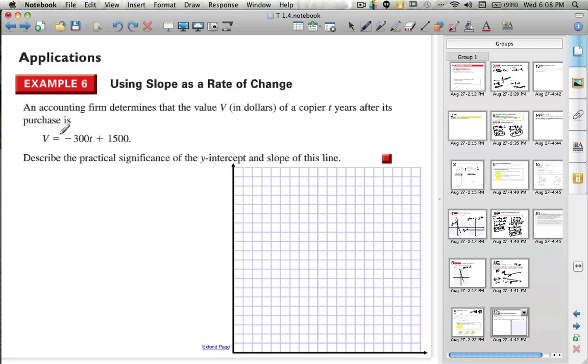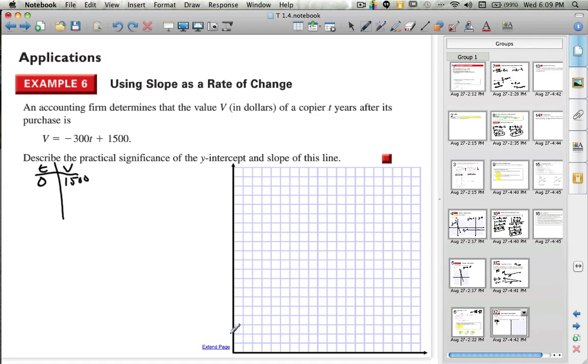Okay, if we think about rate of change, an accounting firm determines the value in dollars of a copier t years after its purchase is modeled by this equation. So describe the practical significance of the y-intercept and the slope. Well, if you start to think about it, if t is time, when time is 0, right? So we have time and value. Those are our x's and y's. When time is 0, the value here would be 1,500.